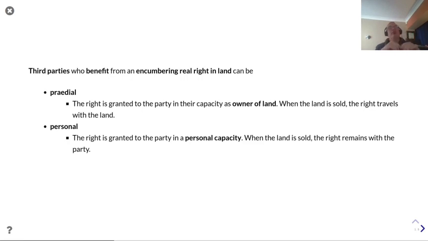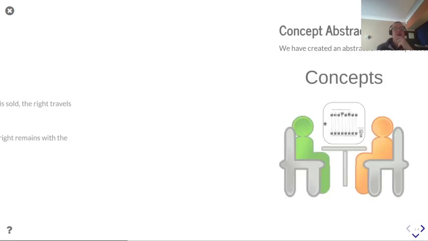Also, third parties who benefit from an encumbering real right in land can be of two forms. They can be predial, that is, the right is granted to the party in their capacity as owner of land, and so when the land is sold, the right travels with the land. So in essence, the party that's engaged in that relationship is land, so a cadastral unit can be modelled to hold that right. Or it can be personal. The right is granted to the party in a personal capacity. So when the land is sold, the right remains with the original party.